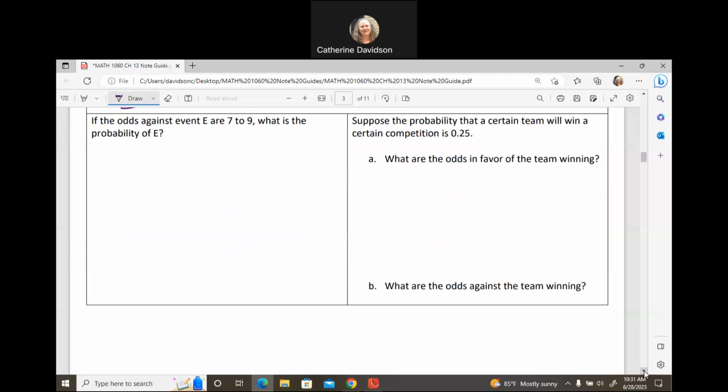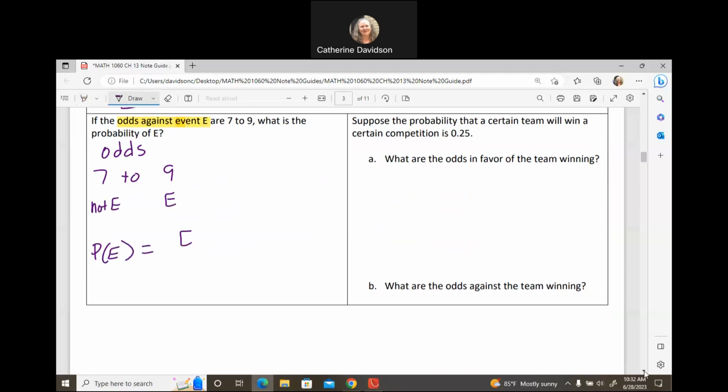If the odds against E are 7/9, what is the probability of E? So this one, they start off with the odds. Are 7/9. And it's the odds against event E. So we don't want E. So this is a ratio of not E to E. What is the probability of E?